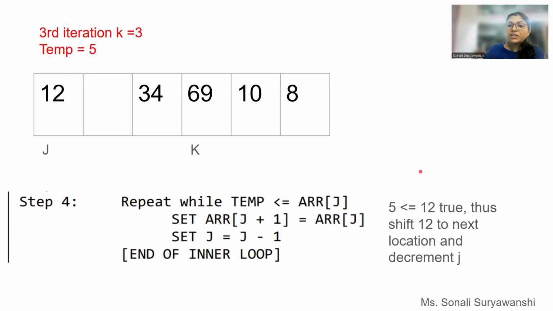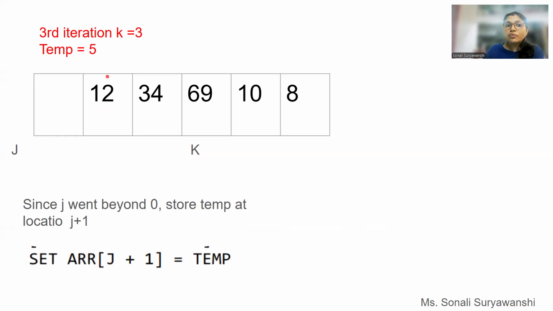Again, 5 will be compared with 12. So 5 is less than or equal to 12. Yes, the condition is true because 12 should not be here, because 5 is lesser than that. So 12 has to go to the right side and j has to get decremented. So after this, 12 will come here and j has gone beyond 0. Now this is the stopping condition because j is out of the loop. And at this point, you perform j plus 1, which means you come to this position, right? And you store 5 in that. So now 5 has come to this position. And now at this phase, you see that these 4 numbers have been sorted.